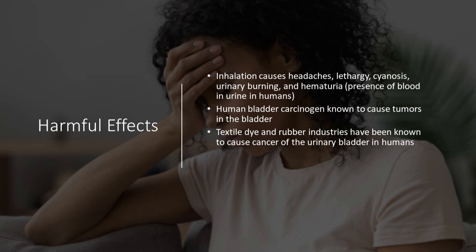Harmful effects. So this is the so what? Why does it matter? Well, if you ever inhale this chemical, it'll cause headaches, lethargy, cyanosis, urinary burning, and hematuria, which is the presence of blood in urine in humans. And it can also cause tumors in the bladder for humans. Factories have always been known to produce air pollution, and their safety was always questionable or could be improved. 4-aminobiphenyl was produced in a factory where people were creating dyes and rubbers, but this is where people inhaled the chemical and they got sick from it.